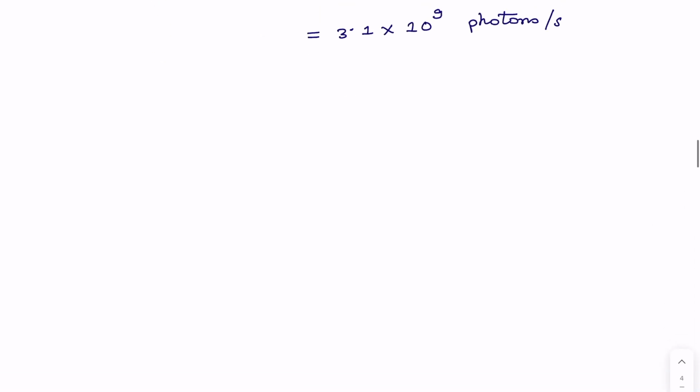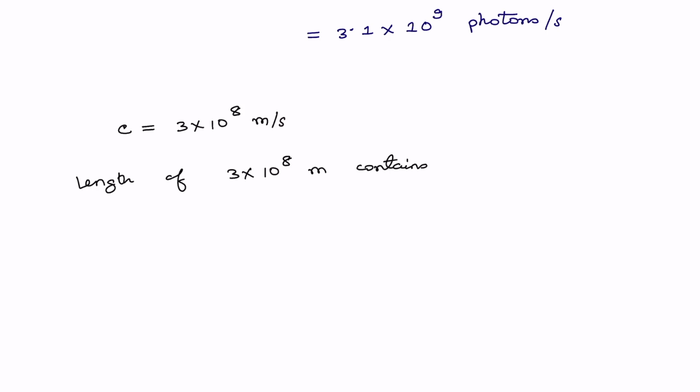Now you know that the speed of light c is equal to 3 × 10^8 meter per second. This means that a length segment of the beam, say of length 3 × 10^8 meter, contains, in our given problem, 3.1 × 10^9 photons. This I am saying in the context of the given problem.